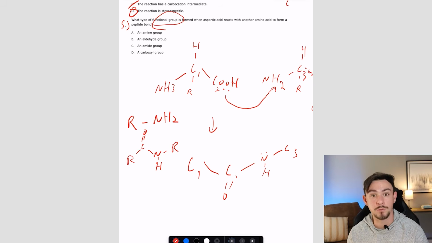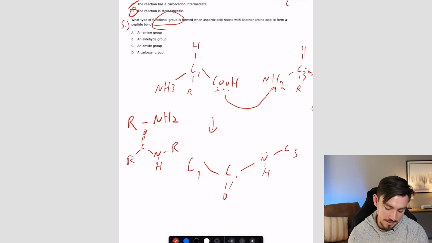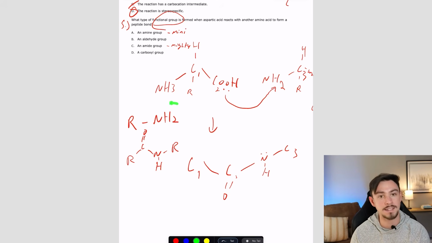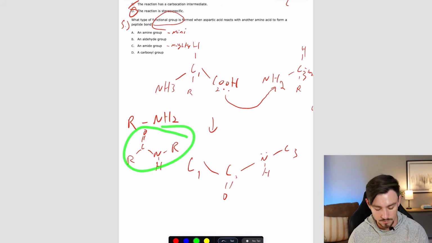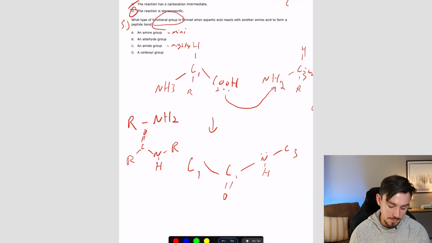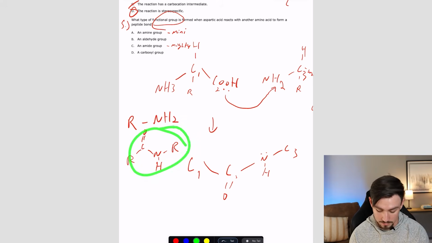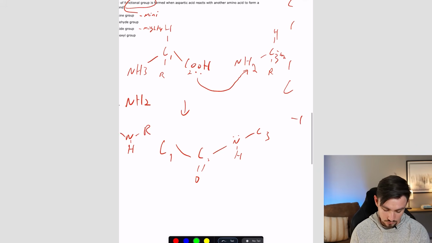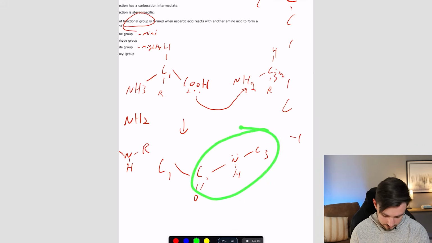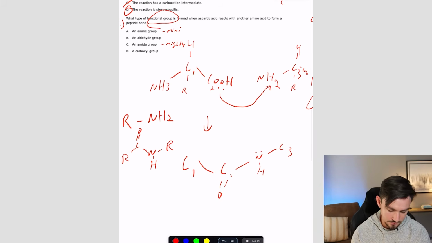Now these really confused me, and so the way that I remember these is amine is a mini and amide is a mighty. Because you can see here that the amine is tiny, it's mini, it doesn't have a lot of groups. The amide is mighty, it's got a lot going on here. So an amide is what's formed through a peptide bond, and we can kind of see that drawn out here. So the correct answer to this one is answer choice C.